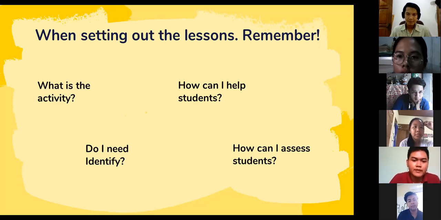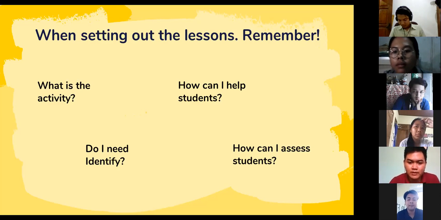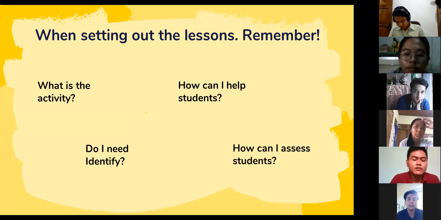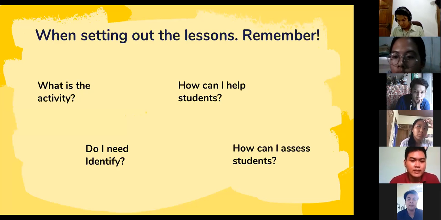Do I need to identify means when some students cannot understand the material or cannot finish the task, the teacher needs to identify the reason why the students cannot finish the task and find it hard to understand the material. The third one is, how can I help the students? It means the teacher facilitates the students to gain knowledge and understand the material, like giving examples to the students.